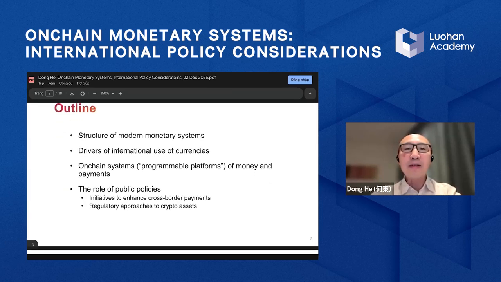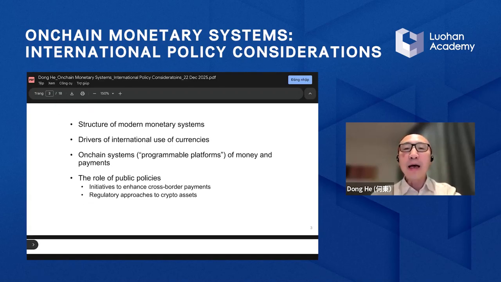In terms of outline, I'm going to talk a little bit about the structure of modern monetary systems, and how we think about the use of international currencies and why the dollar is so dominant. Will the dollar be as dominant as it is now in the future in the on-chain monetary system? Or would dollar-based stablecoins facilitate, or would digitalization actually create opportunities for, other currencies? So I'm going to talk about some of these dynamics.